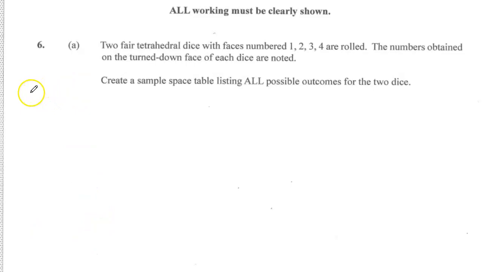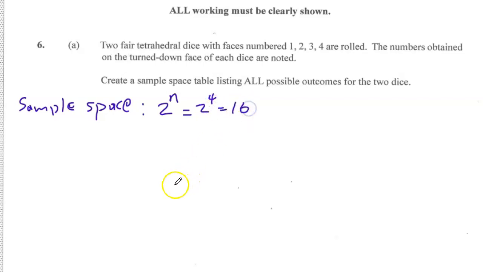So it's 2 dice. So the sample space, and the number of possibilities. In terms of the number of possibilities, we have 2 dice, and each die has 4 faces. So 4 to the power 2, we should have 16 possibilities. Let's list the 16 possibilities.